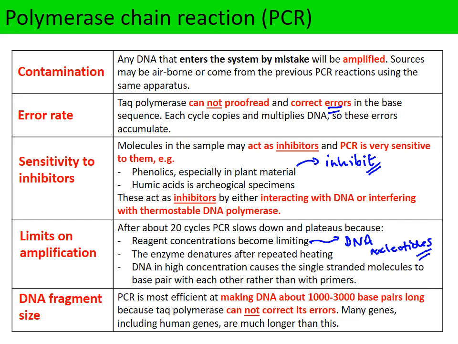Now, the optimal length to amplify a sequence of DNA is anywhere between 1 to 3,000 bases. Anything bigger than 1 to 3,000 bases is unlikely to amplify correctly because there's going to be more errors introduced into the amplified molecules of DNA.